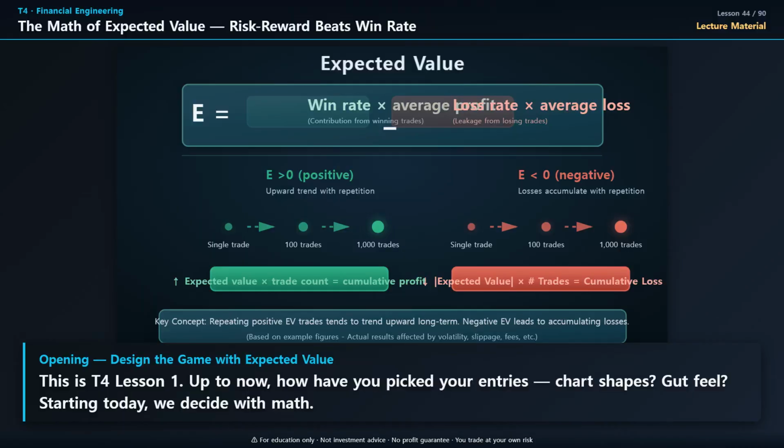This is T4 Lesson 1. Up to now, how have you picked your entries? Chart shapes? Gut feel? Starting today, we decide with math.